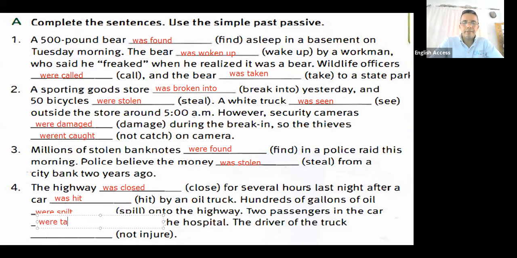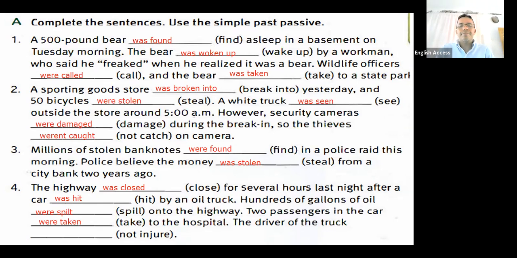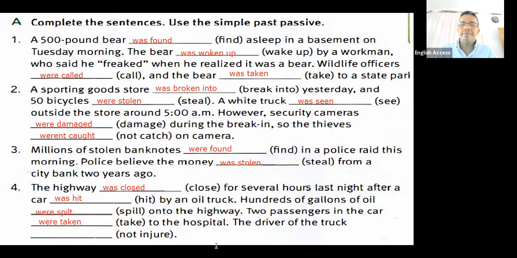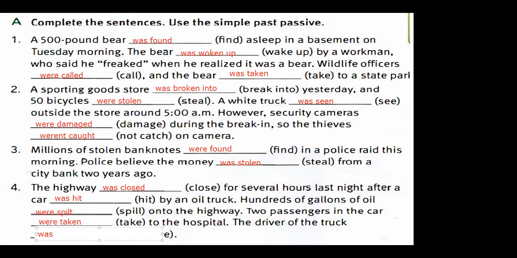Were taken. Excellent. We have to distinguish between when you're talking about singular or plural. So you have to use was or were, and the rest is easy. You just need to know the verbs in past participle. If you don't know the verbs, it's going to be harder for you. So you need to practice the verbs, remember. And the driver of the truck, Gibran. Yes, teacher, the driver wasn't injured. Excellent.